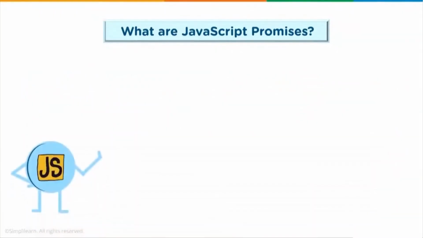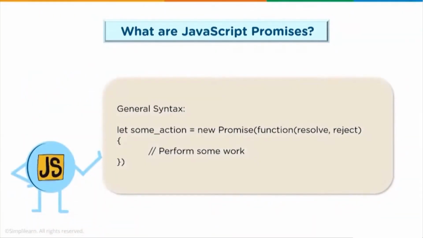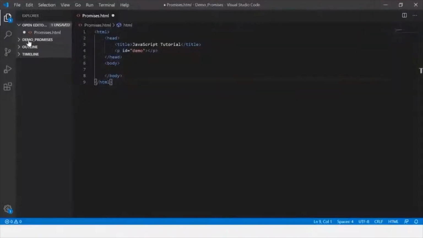So moving ahead, let's look at the general syntax. You can use the let keyword and provide a name for your variable, and then you create a new promise. Now this promise object takes a function which in turn takes two parameters, that is resolve and reject. So to help you understand all of this better, let's go ahead and look at a simple demo. So in VS Code, I've created a folder called demo promises, within which I've created an HTML file named promises. So I have the initial code ready here. So let's begin typing our code. So let's say script.